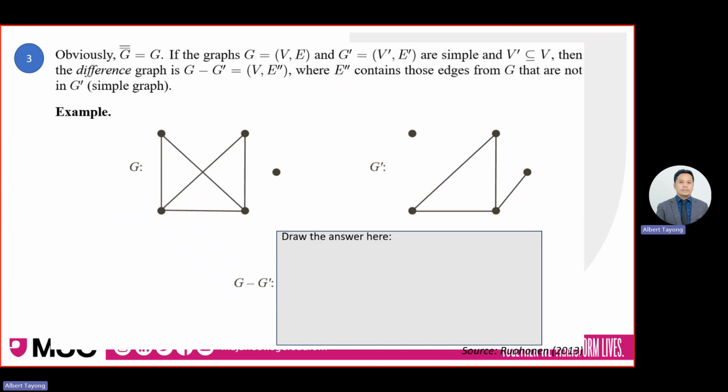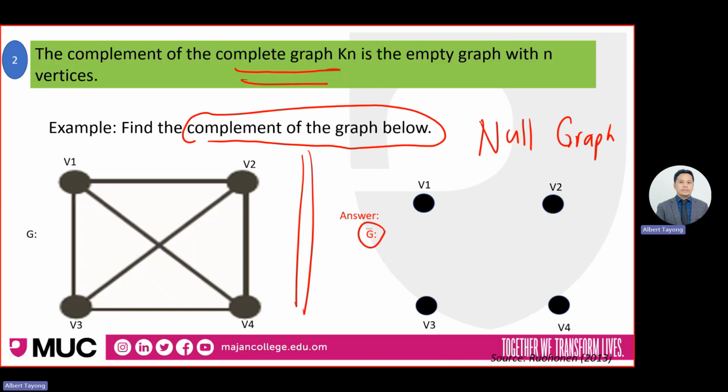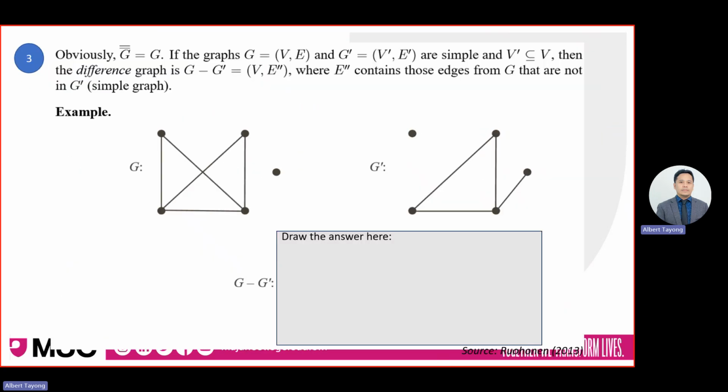Okay, so let's proceed now to the difference of the graphs. This is our G, and this is our G prime. Okay, and we're going to subtract G and G prime. So G minus G prime. When we actually subtract graphs, what we're going to do is to delete the edges only.